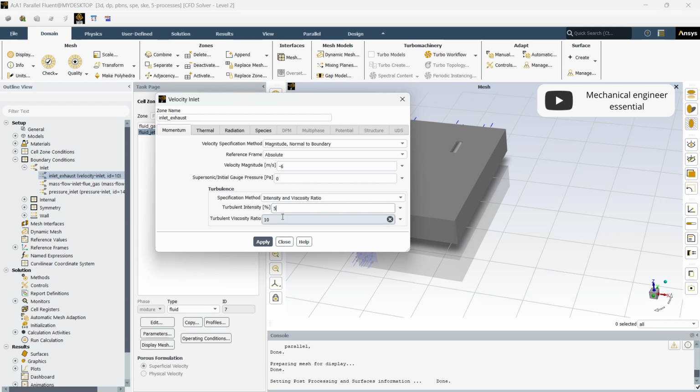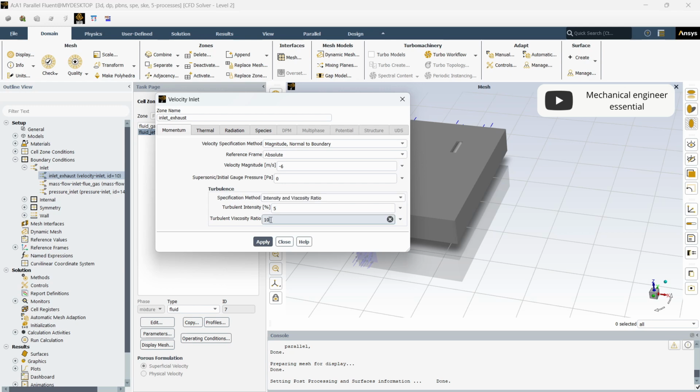Turbulent intensity describes how chaotic or swirly the flow is near this boundary. A value of 5% means the airflow has moderate turbulence, which is realistic for fans or vents where flow is not perfectly smooth. It's a common default value in many practical engineering simulations.